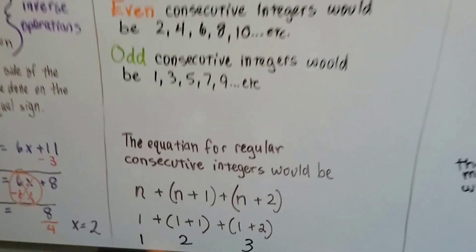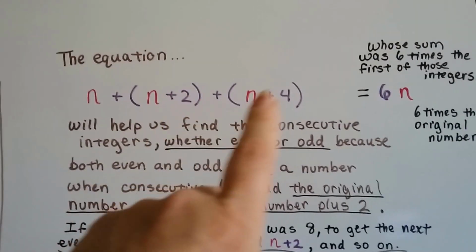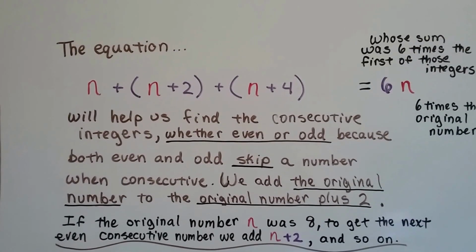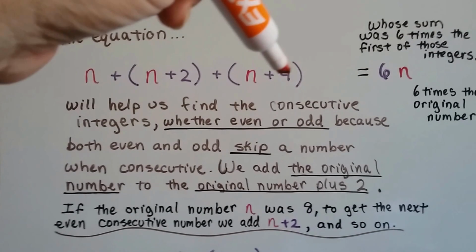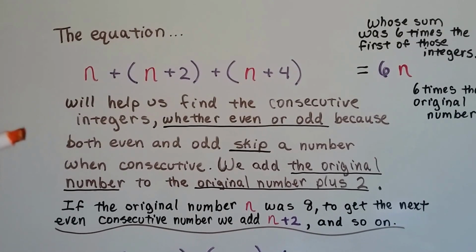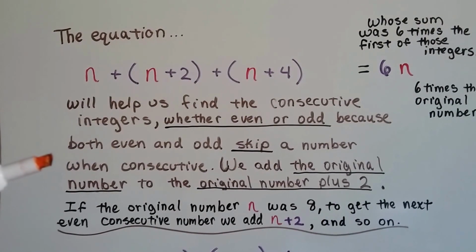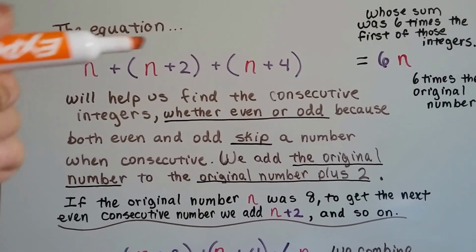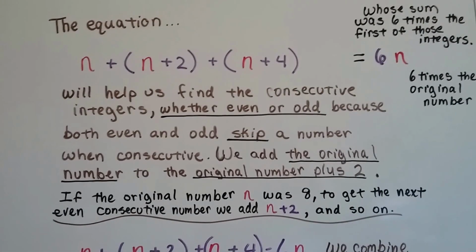Well, what happens when we're doing even and odd consecutive integers, we need an equation like this. Then instead of saying plus 1 and plus 2, it says plus 2 and plus 4. This will help us find the consecutive integers, whether even or odd. I know these are even numbers, but that's got nothing to do with it. Both even and odd consecutive integers are going to skip a number when they're consecutive. We add the original number to the original number plus 2 to the original number plus 4. And that skips over the odd number, see?